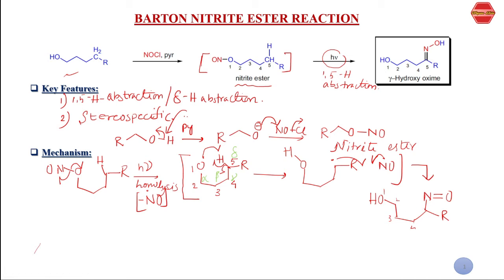So this is your overall Barton nitrite ester reaction mechanism, and this type of nitroso compound is going to convert to the oxime through tautomerization.